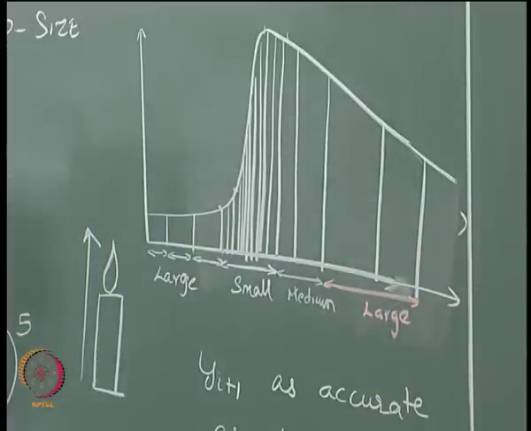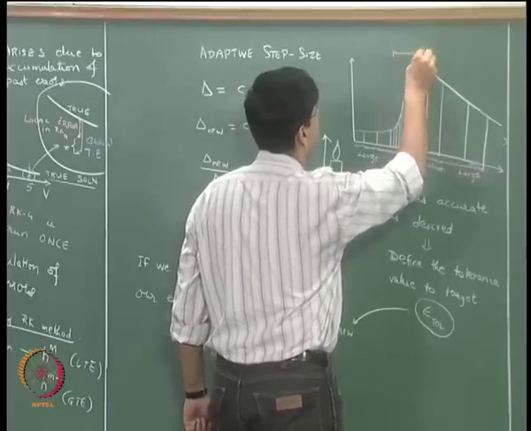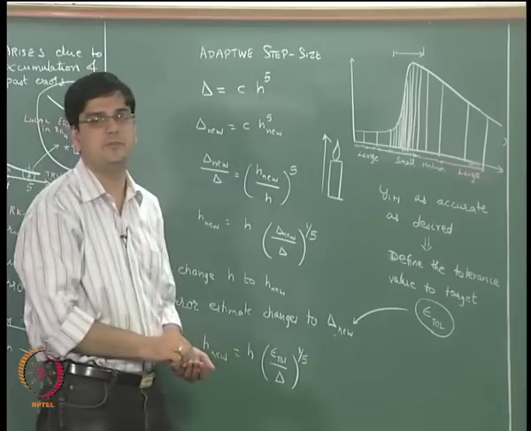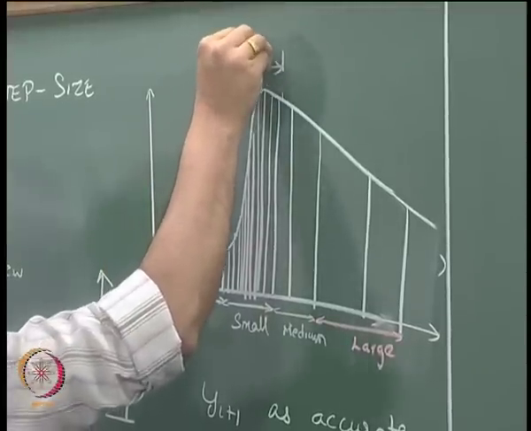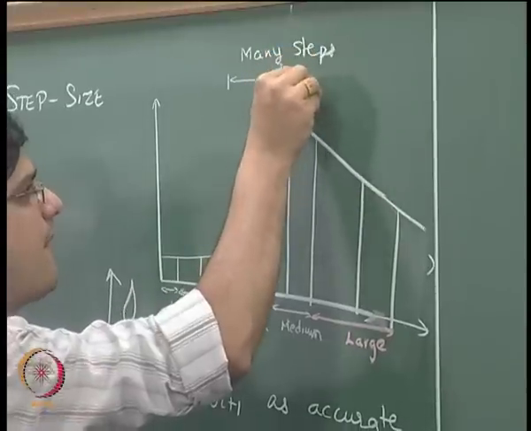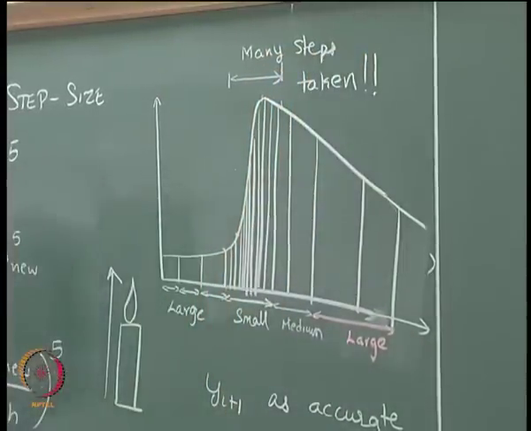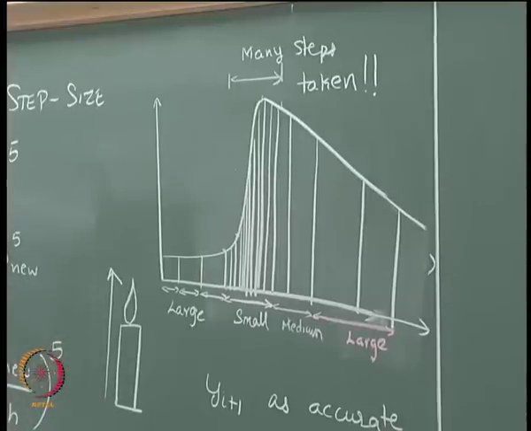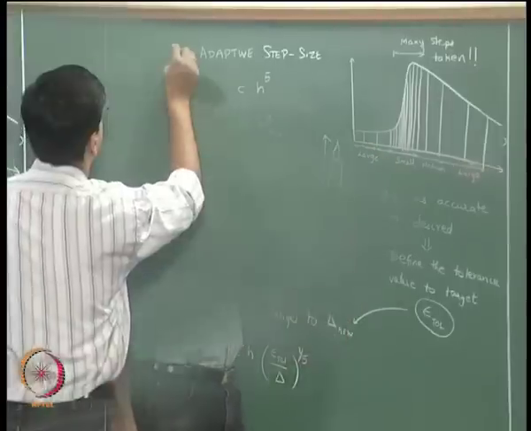So what happens is, in the region where the gradients are changing quite rapidly, many more steps are taken. And this is what the adaptive step sizing method is going to do for our system. So that is essentially about adaptive step sizing.